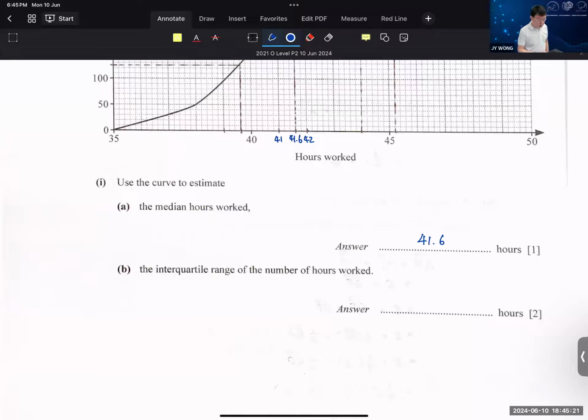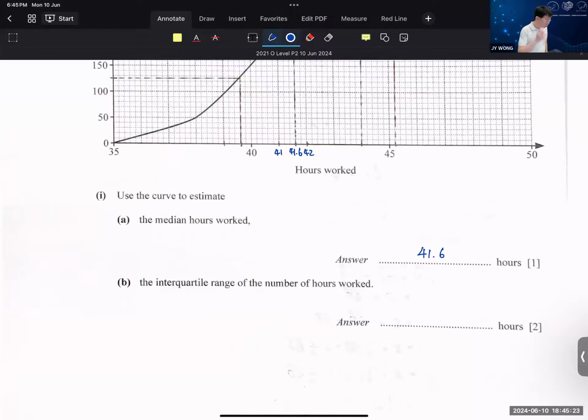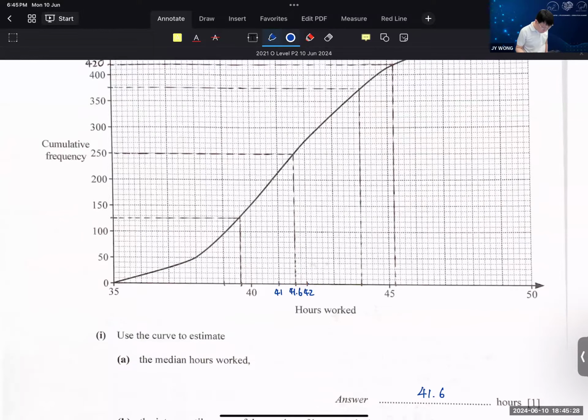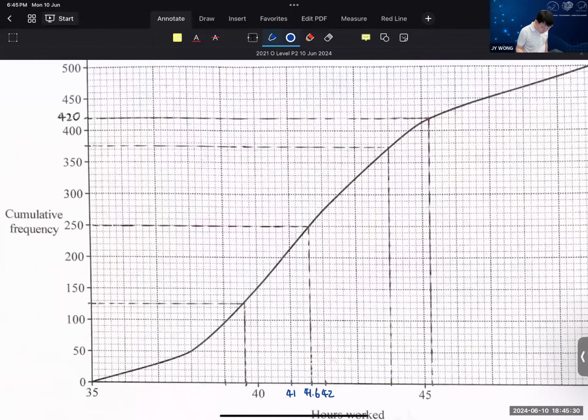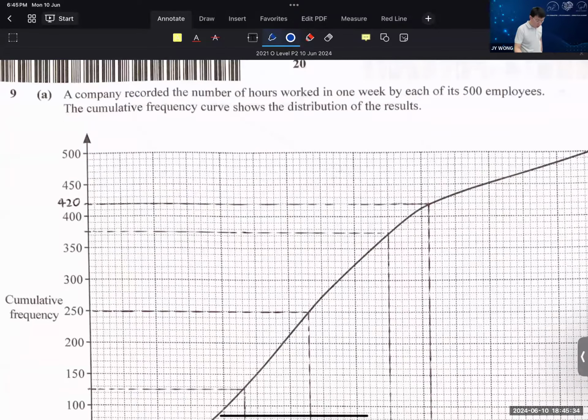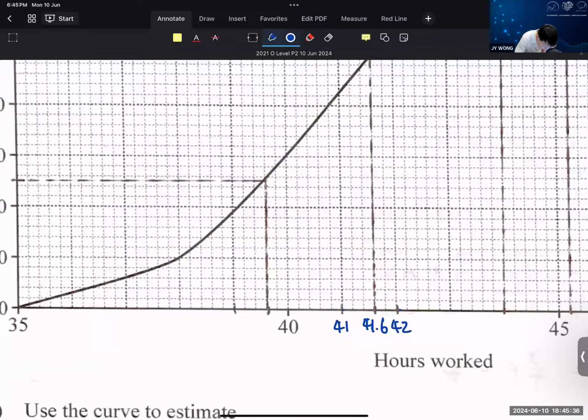Interquartile range of the number of hours worked. So you need to find your lower and upper quartile. So your lower quartile is around here, which is 39 point. This, 41, 40, so this is 39, so this is 39.6.